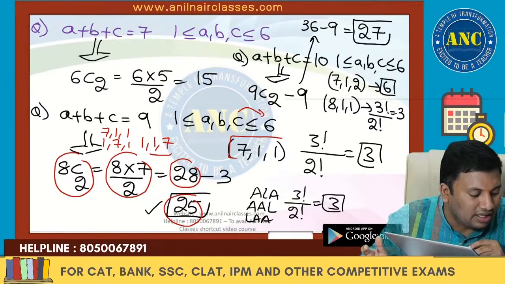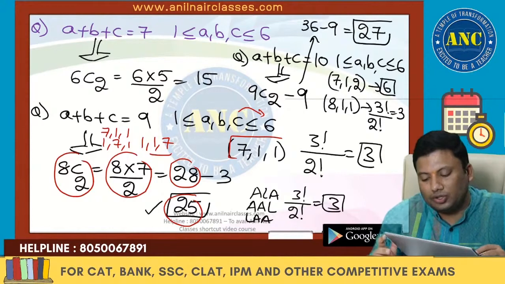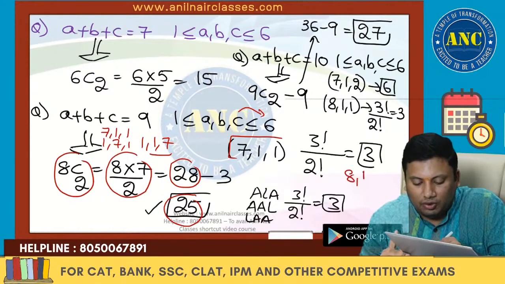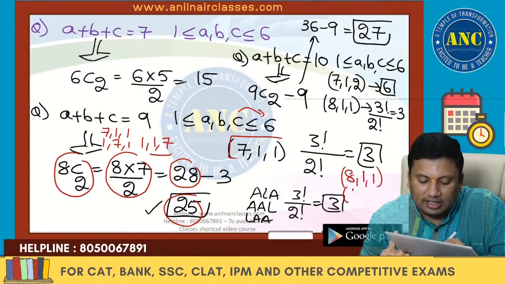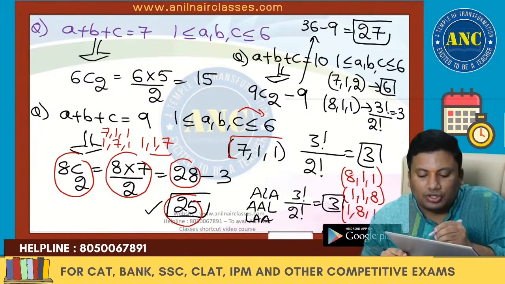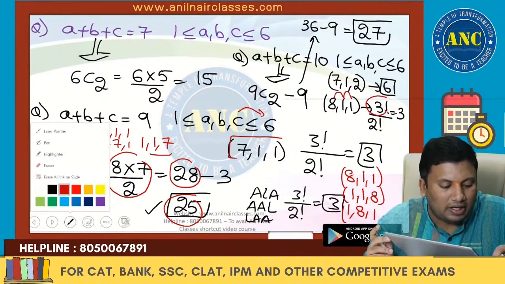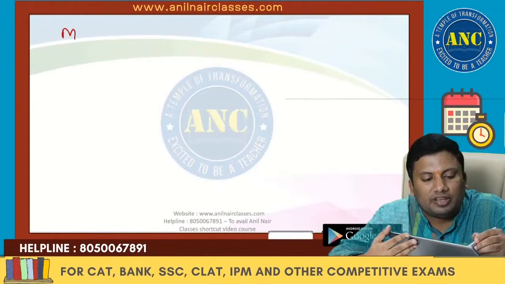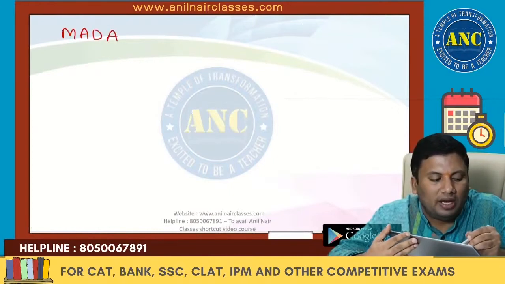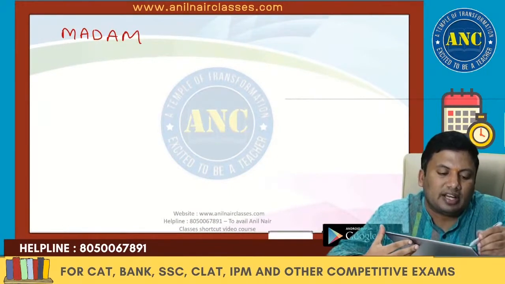Now let me take the doubt. Asia asks why it is 3 factorial by 2 factorial. For you, 811, next it is 118, next it is 181. Out of 3 numbers, they can be arranged in 3 factorial. Let me explain you. Suppose if MADAM is there, in how many ways these 5 letters can be arranged?